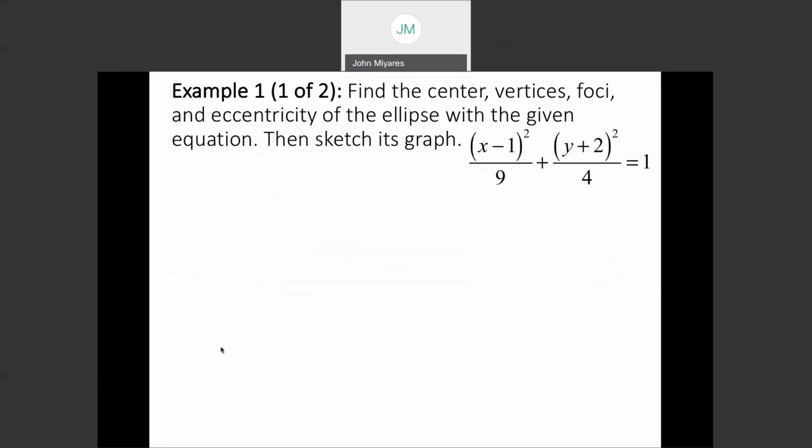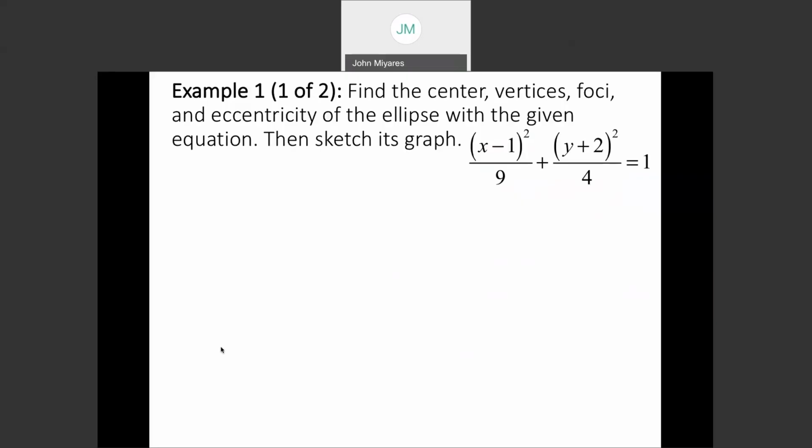Here's our first example. Find the center, vertices, foci, and eccentricity of the ellipse with the given equation, then sketch its graph. Now, honestly, I might recommend not answering all of the pieces of this problem in that order. What I would probably do is identify the center, the horizontal radius, and the vertical radius, then sketch the graph, and then answer the questions.